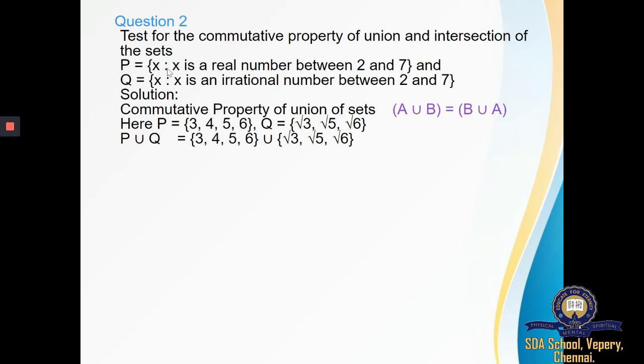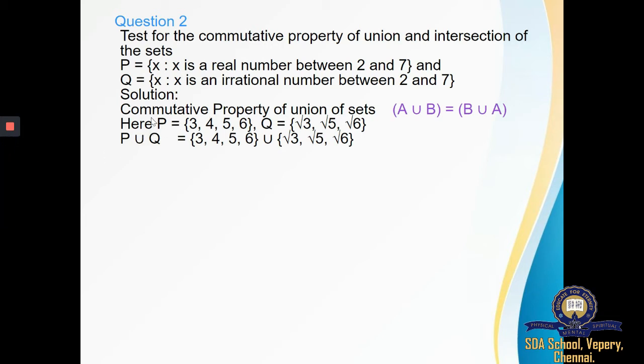Now let's move on to the next question. Question number 2, we have to test the commutative property of union and intersection of these two sets. Okay, P and Q are given to me. P is {x : x is a natural number between 2 and 7} and Q is {x : x is an irrational number between 2 and 7}.